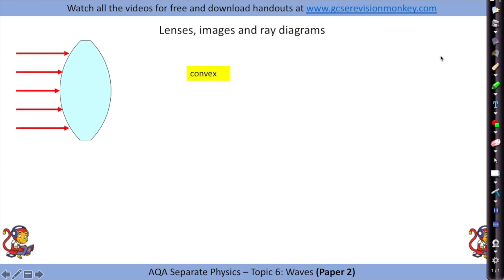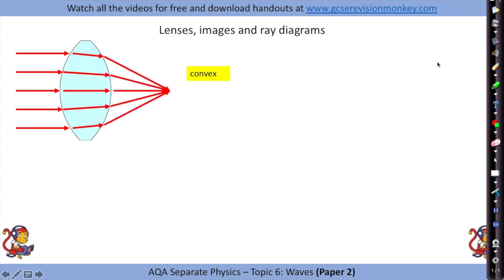Okay, so now we're on to lenses, images, ray diagrams. So this type of lens then is a convex lens, and convex lenses, well, they focus the rays of light down into a focus past them, and the point where the rays will cross over is called the focal point or the focus, and this distance here from the center of the lens to the focus is called the focal length.